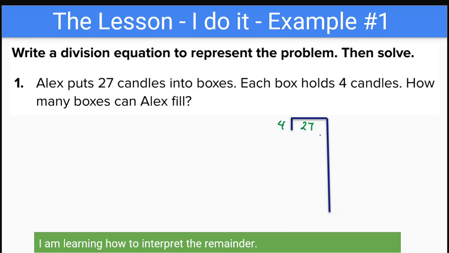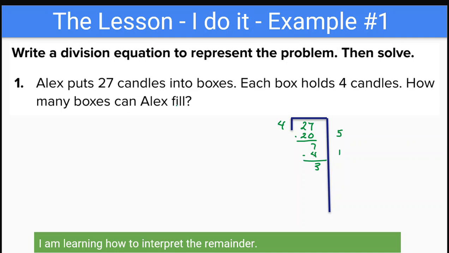Well, if we're going to use repeated subtraction, you can say, I know that 4 times 5 is 20, so I'm going to start with 5 right away. 5 times 4 is 20. I subtract and I get 7. So we put 20 candles away already. We put them into 5 boxes. Now I have 7 candles left right here. Well, I can fit one more group of 4 into that. So I'm going to subtract 4, and I'm left with a 3. And I have these 3 candles left over.